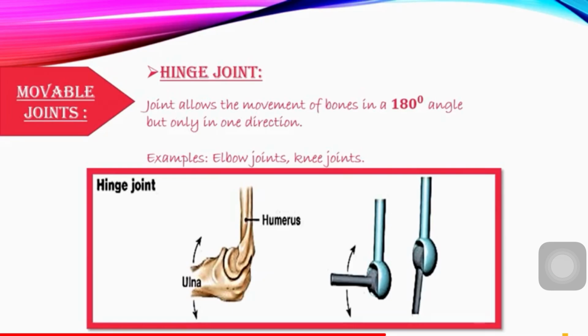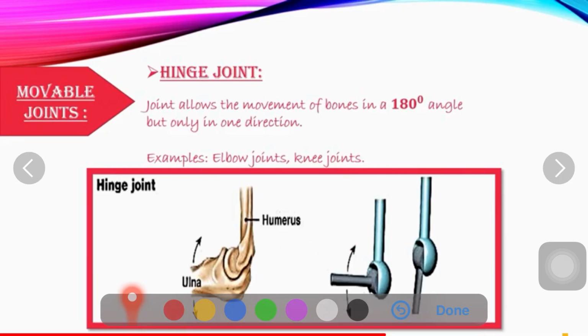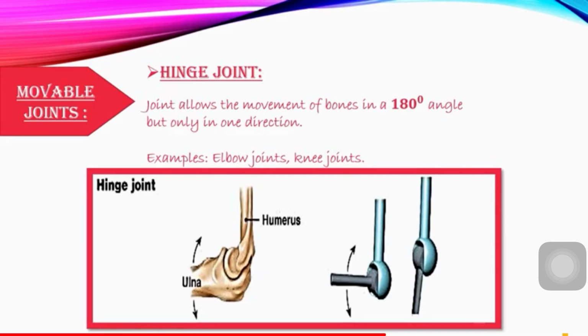Student, now you have seen movable joints and immovable joints. Again, in movable joints, there are three types of joints. So let us study some types of movable joints. First one is the hinge joint. Student, this type of joint allows the movement of bones only in one direction. Okay, so it moves in a 180-degree angle. Examples of hinge joint are the elbow and the knee joints.